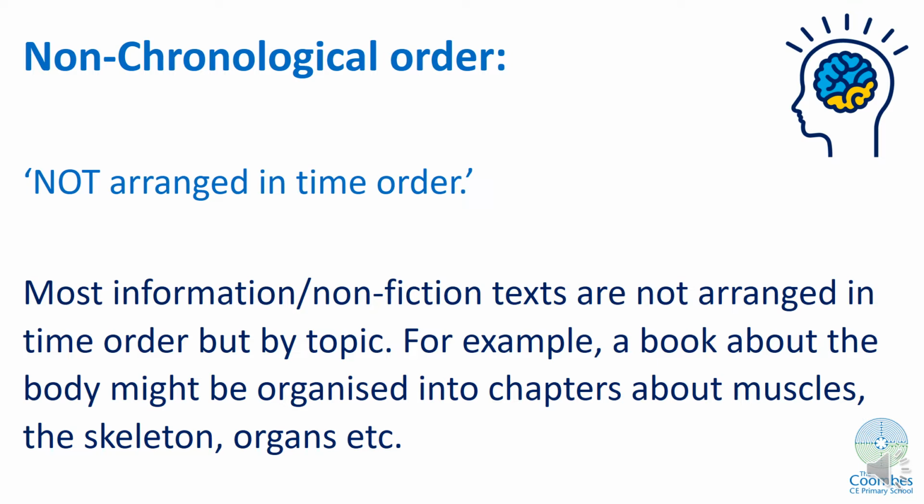So hopefully you can remember from last week what chronological order means. We're going to learn today what non-chronological means, and hopefully you should be able to work that out. But the dictionary definition says that it means something that is not arranged in time order. Most information or non-fiction texts are not arranged in time order but by topic. For example, a book about the body might be organised into chapters about muscles, the skeleton, or organs, etc.